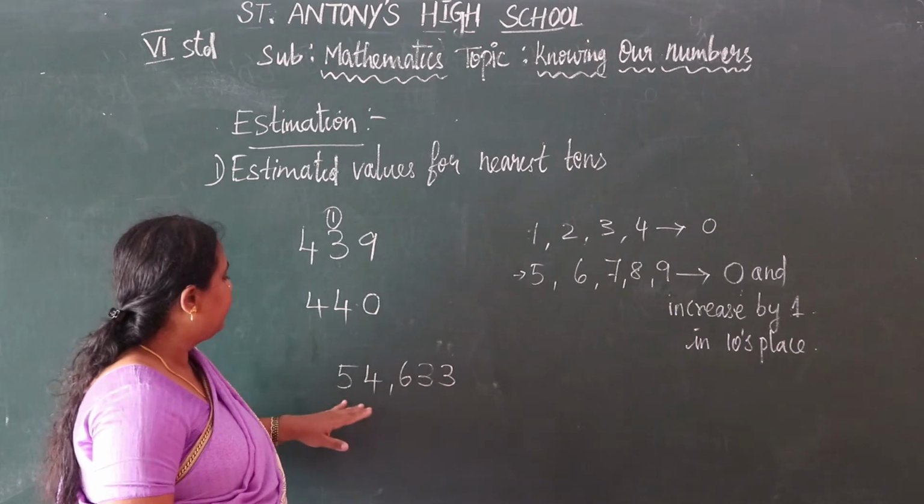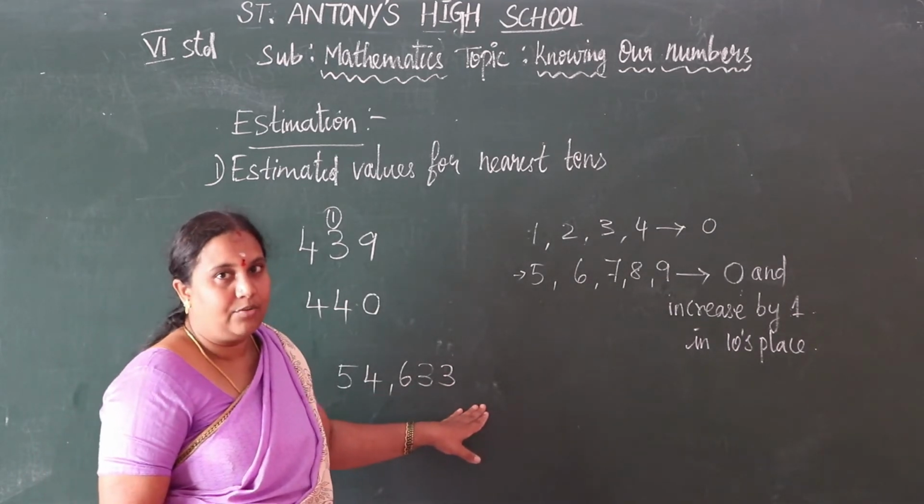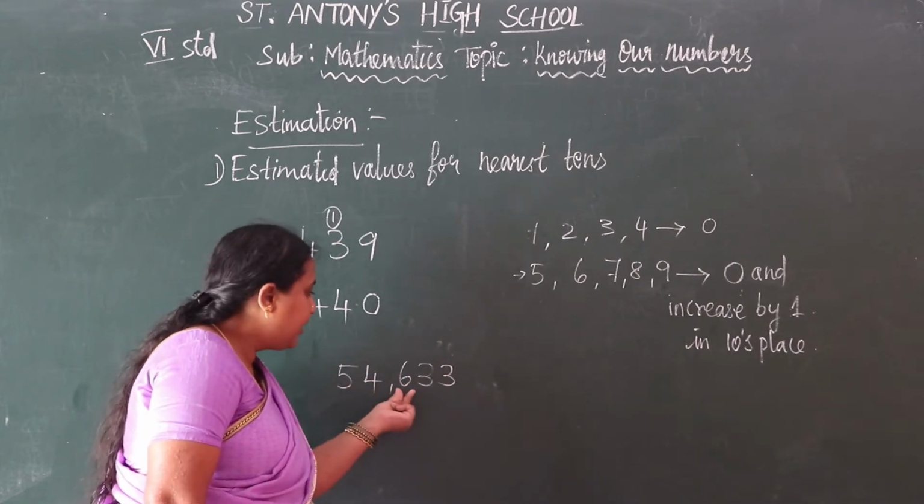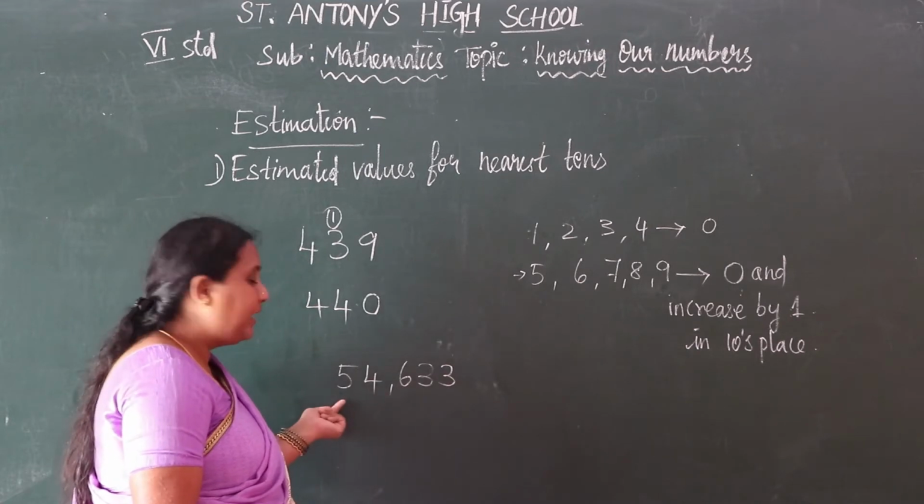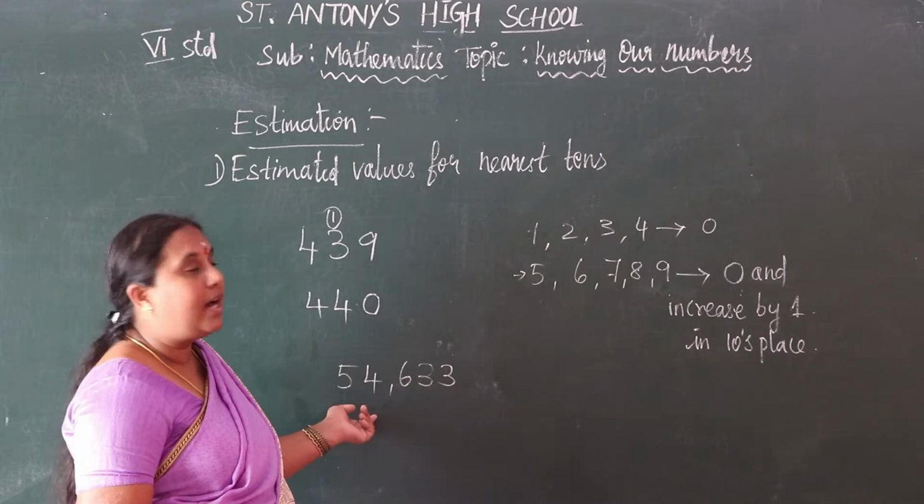Okay, I put it like this: 54,633. Here see the hundreds place, thousands place and 10,000 place. These numbers are not changed at all. Why? Because we are rounding it off.